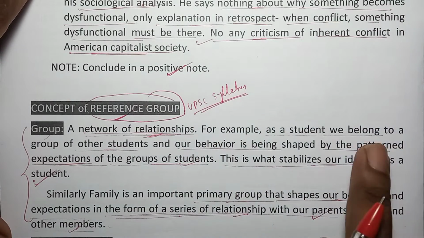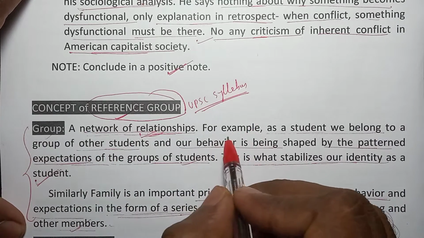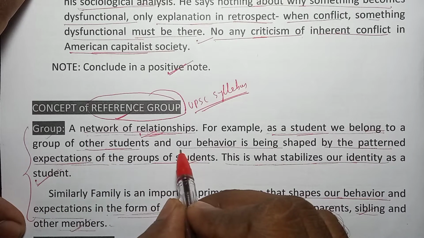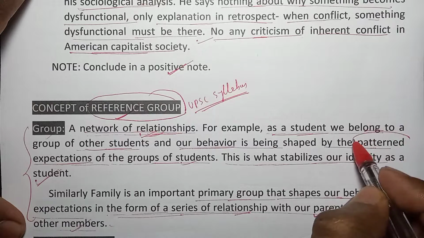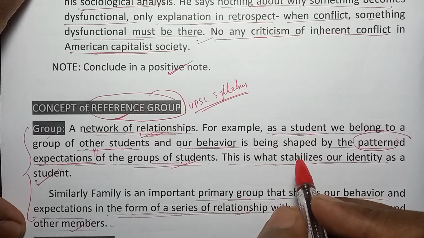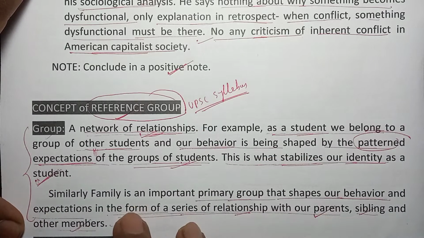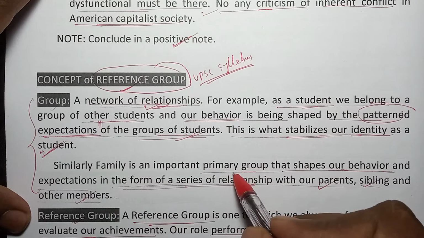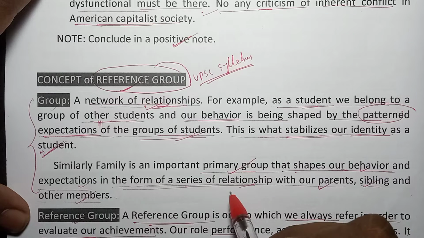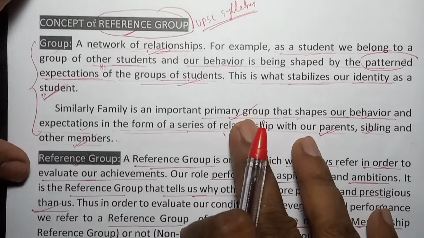So first of all, we understand what a group is. A group is a network of relationships. For example, as a student, we belong to a group of other students and our behavior is being shaped by the pattern of expectations of the group of students. This is what stabilizes our identity as a student. Similarly, family is an important primary group that shapes our behavior and expectations in the form of a series of relationships with our parents, siblings and other members.